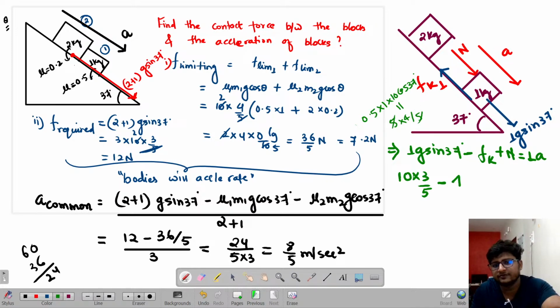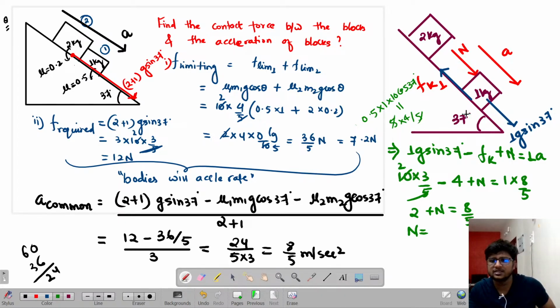So 3 by 5 minus 4 plus N is equal to mass, which is how much? 1 kg into acceleration 8 by 5. So this is how much? 5 2s are 10. So 3 2s are 6 minus 4. How much is that? 2 plus N is equal to 8 by 5. And N is equal to, hey, I'm getting a different answer. Am I doing any mistake?